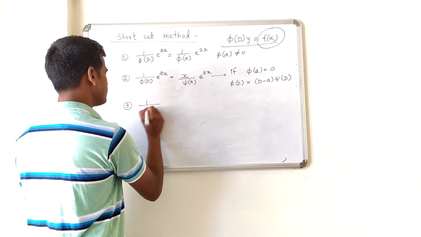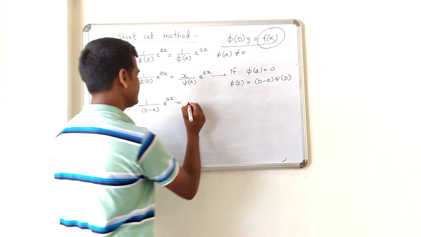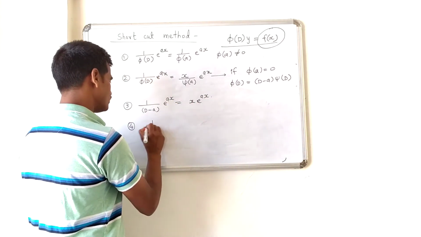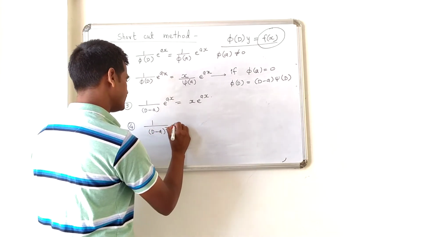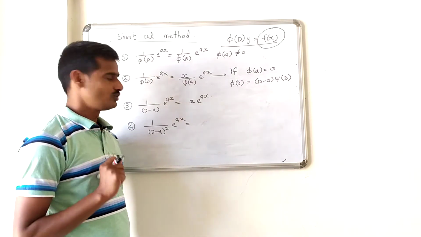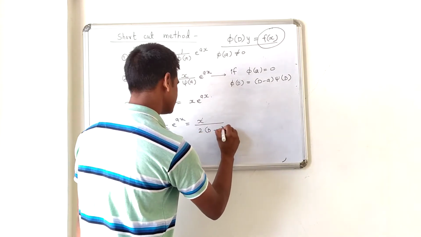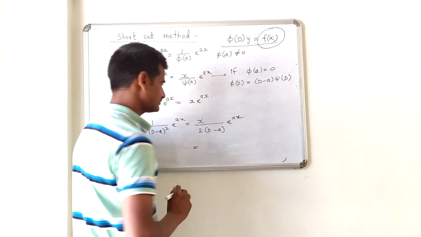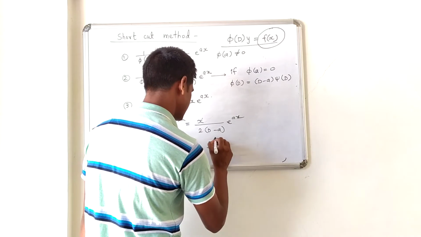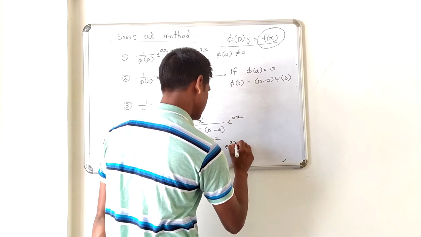Number 3, 1 upon D minus a operated on e to the power ax. So it is simply x e to the power ax, multiplied by x divided by differentiation. Then 1 upon D minus a whole square e to the power ax is equal to, now here you will come across the case of failure 2 times. So multiplied by x divided by differentiation, so 2 into D minus a e to the power ax. Now again case of failure, so multiplied by x. So x and x square by 2, and differentiation of D minus a is 1. So x square by 2 e to the power ax.